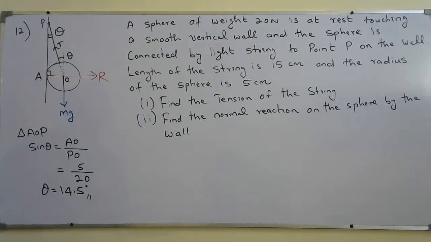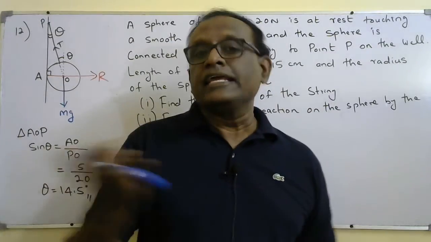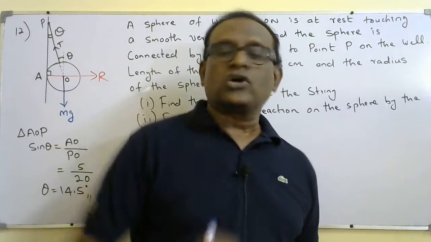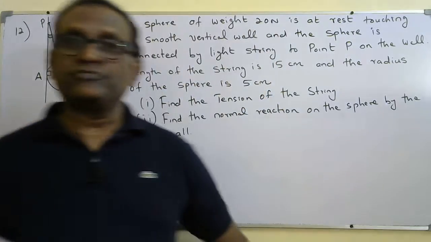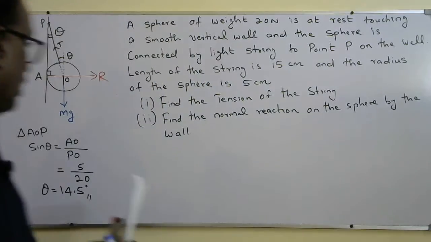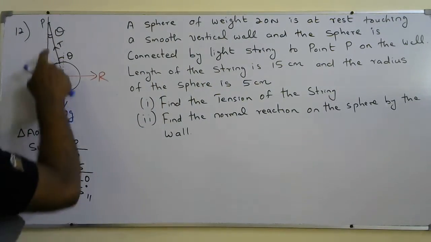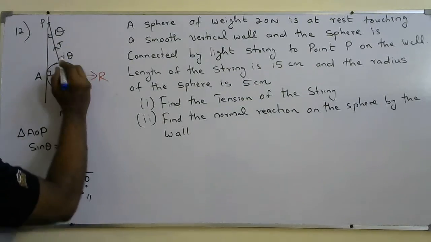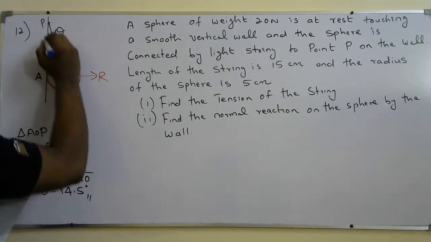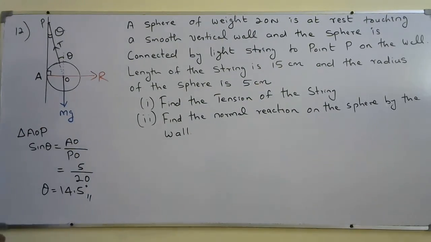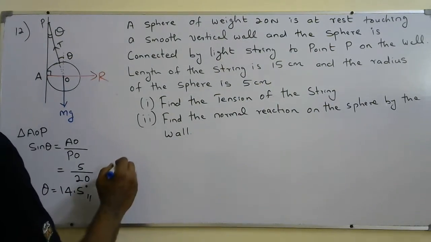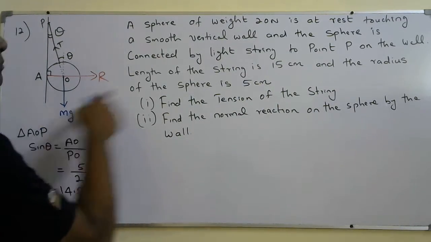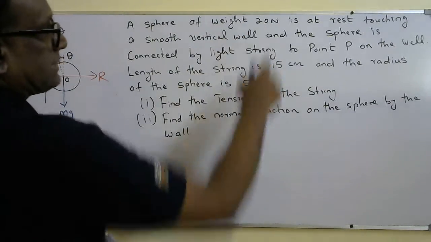After finding it, now I can resolve all the forces vertically equal to 0, and all the forces horizontally equal to 0. Here also, I don't need to use the principle of moments, but moment equals 0. So I found the angle theta, and this angle is also equal to theta. This vertical line makes 14.5 degree here. To find the tension of the string, we'll resolve the forces. We know the weight is given as 20 Newton.